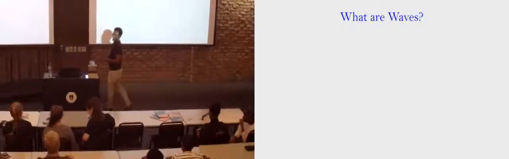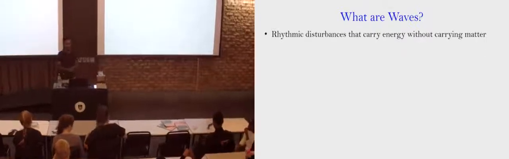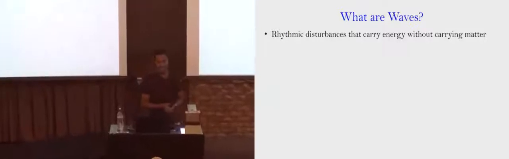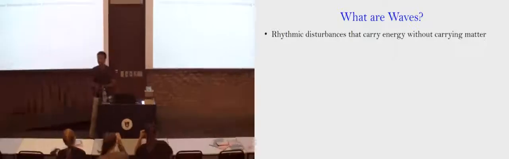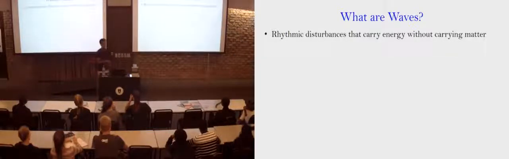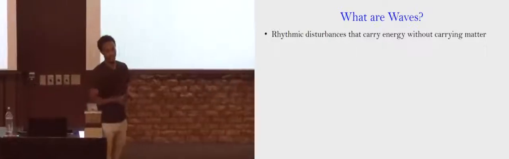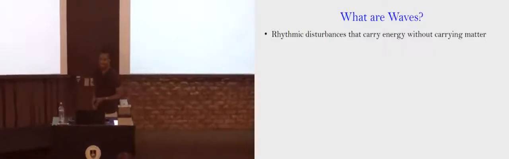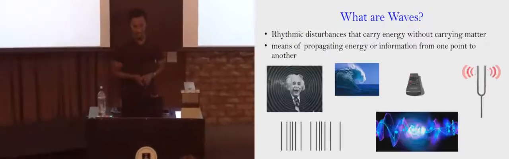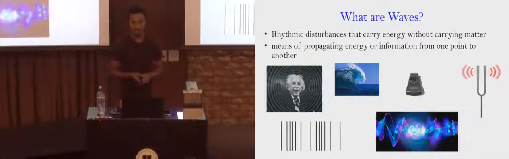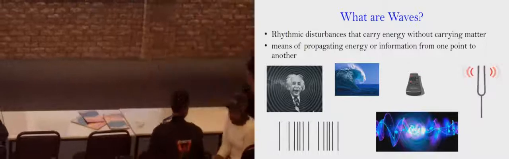Microwaves. Yeah. So wave is a periodic disturbance or rhythmic disturbance that carries energy without carrying matter. It doesn't carry matter, but it carries energy. It could use matter to transfer from one place to the other place, but doesn't carry matter. So it is a periodic or rhythmic disturbance that carries energy without carrying matter. It is also a means of propagating energy or information from one point to another point.